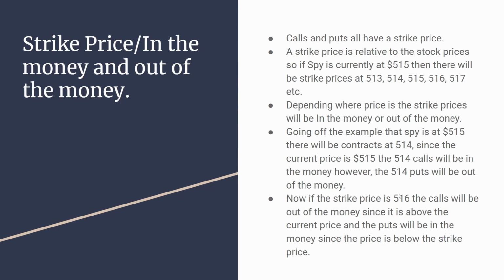So if the strike price was $516, the calls will be out of the money because you wouldn't want to buy contracts at 516. You would want to buy it at 515, the lower amount. And if you were selling, they'd be in the money because you would want to sell it at 516 instead of 515. A whole extra dollar you could profit when selling the stock.